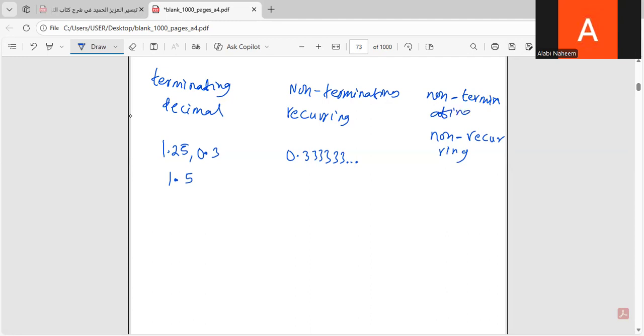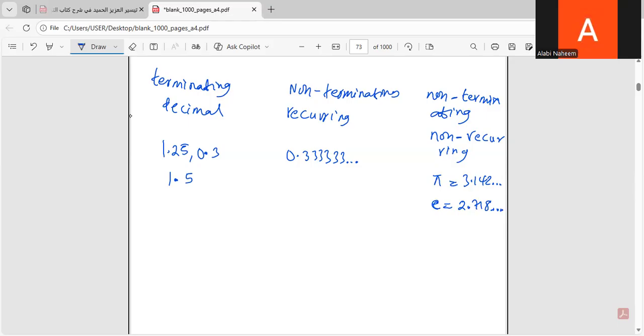And there's also the non-terminating, non-recurring decimal. This is endless also, but it is non-recurring. Examples are constants like pi and e. Pi is 3.142 and it's endless. Also, e, the exponential, is 2.718 and it's also endless. So they are endless, they're not terminating, but they're not recurring.